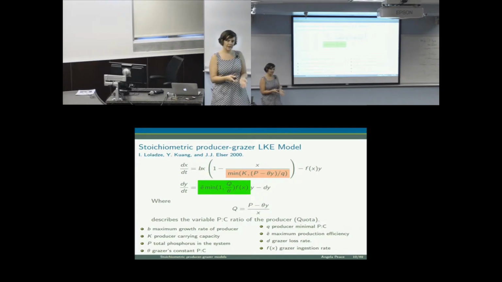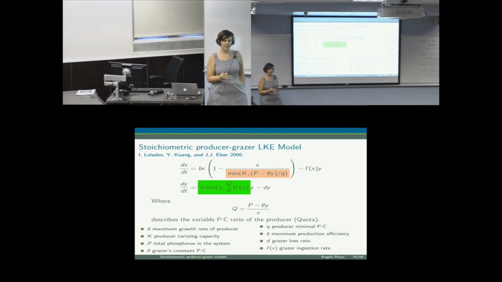However, if it's going to be limited by carbon, the minimum is going to take this value right here. What this value is, it's comparing the P to C ratio of the algae with that of the Daphnia. So the Daphnia has a constant P to C ratio of theta. The algae has a varying P to C ratio here expressed as Q, sometimes called the quota. Okay? So that's where the food quality comes into play. The algae comes of varying quality, as it has a different phosphorus to carbon content.